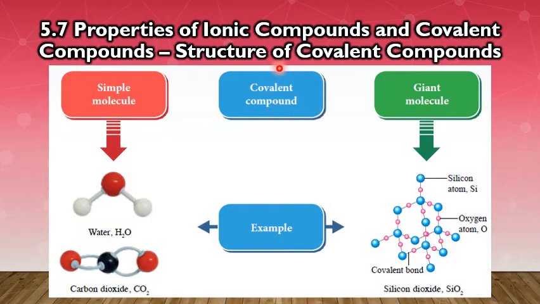Now we come to the structure of covalent compounds. In covalent compounds, we have simple molecules like water and carbon dioxide, and we have giant molecules, such as silicon dioxide. This is the silicon, this is the oxygen, and between them is a covalent bond. So this is a giant molecule, and the others are simple molecules in covalent compounds.